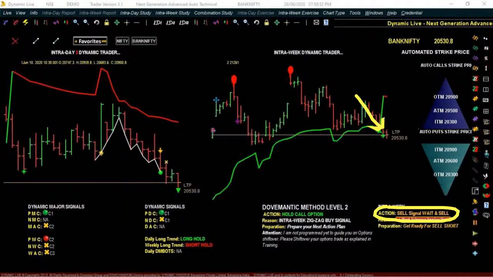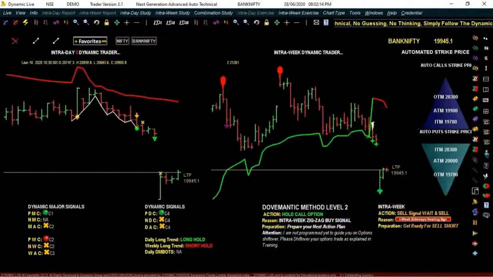So when to enter, when to exit, it will automatically tell you. At the same time, when not to enter and when not to exit is also automatically identified by this dynamic line. And similarly, there is one more intelligence.